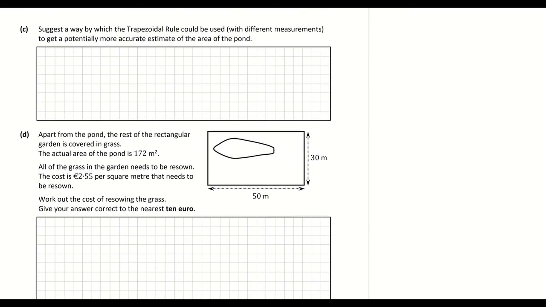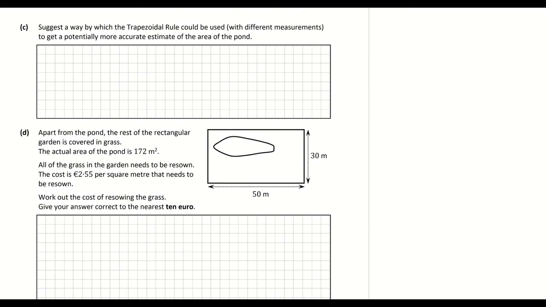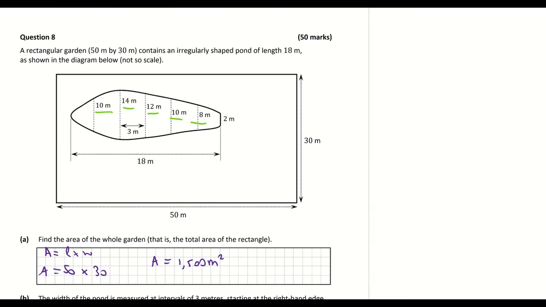So part C. Suggest a way by which the trapezoidal rule could be used with different measurements to get a potentially more accurate estimate. Well, if you come back up to the picture here, see the way the intervals are spaced at 3 meters. To make this more accurate, what you could do is include more intervals. So if we increased the number of intervals, so rather than going 3 meters apart, maybe reduce the spacings of the intervals to 1.5 or 2. So the more intervals you have, the more accurate the area will be.